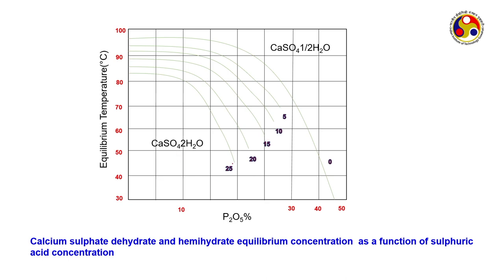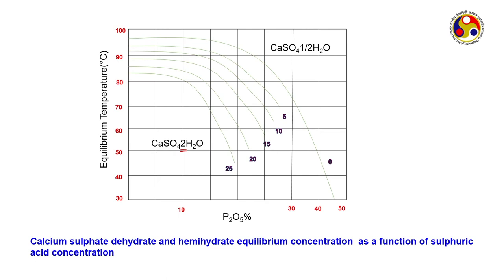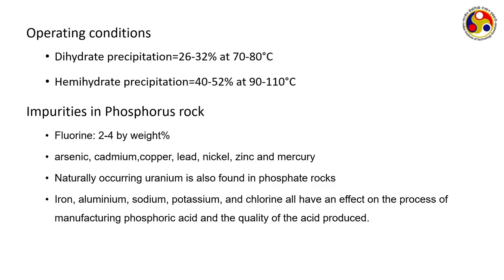So you see, if you go above 25% of sulfuric acid, you will invariably get dihydrate. An intermediate composition, let's say 25, 15, 10, 5, will lead to a mixture of both dihydrate as well as hemihydrate. And if the sulfuric acid concentration is very less, but you also have a concentration of P2O5 above this, then you have calcium sulfate hemihydrate only. This is the way you design a process flow sheet. So if I want to recall what we have learned from the previous two figures or graphs, for dihydrate precipitation or crystallization, you need this much concentration of P2O5.